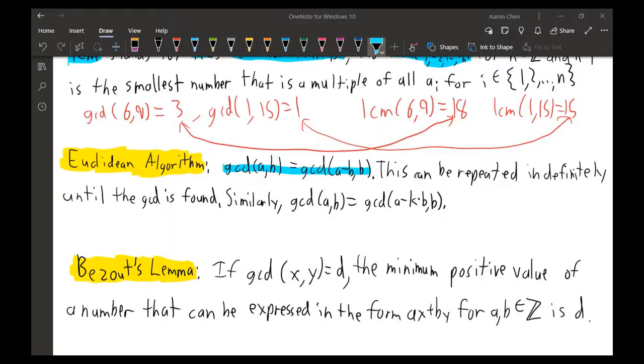So the Euclidean algorithm is basically a repeated process based off the idea that the GCD of A and B is the GCD of A minus B and B. And this can be repeated indefinitely until the GCD is found. In a similar manner, in fact, this is more commonly used in the Euclidean algorithm than this, simply because it makes it a lot shorter. Oh yes, and something to note is that K is obviously still in Z.